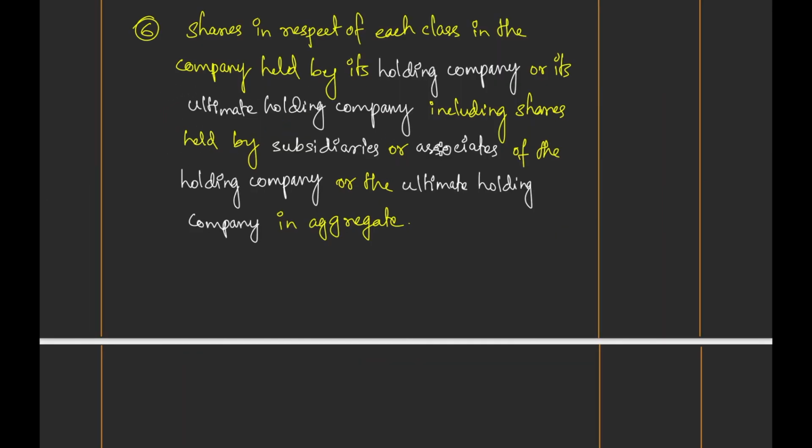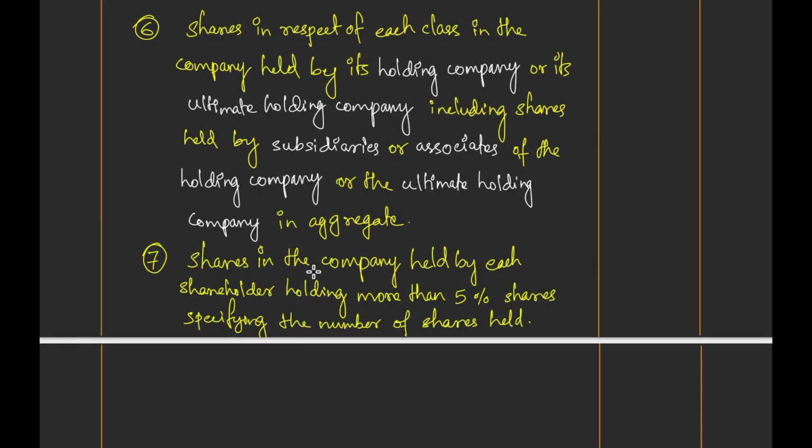Now, if you read this again, you will definitely understand. So, shares in respect of each class in the company held by its holding company or its ultimate holding company, including shares held by subsidiaries or associates of the holding company or the ultimate holding company in aggregate. So, I hope you have understood this point. Now, let's see what's next. Shares in the company held by each shareholder holding more than 5% shares, specifying the number of shares held.